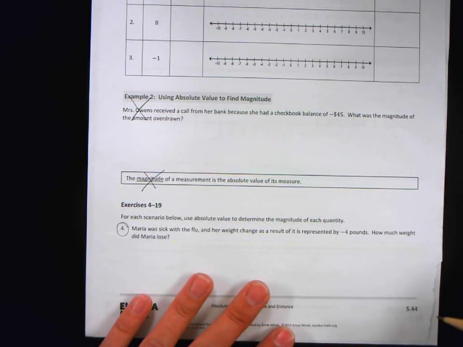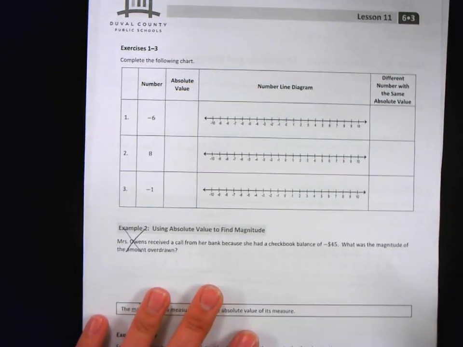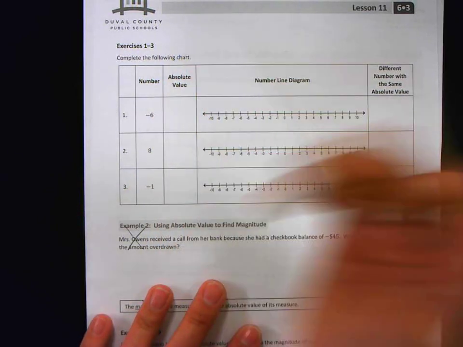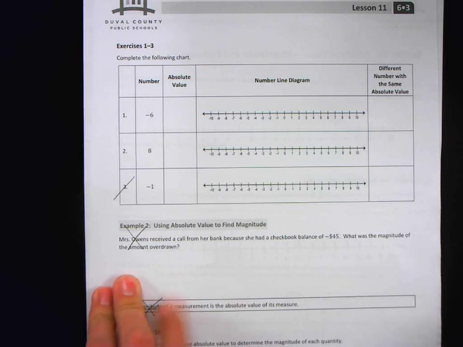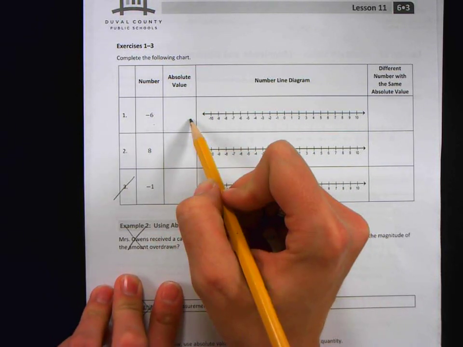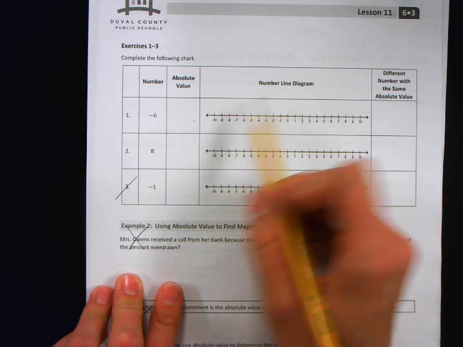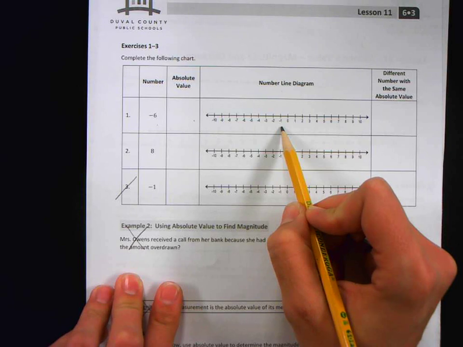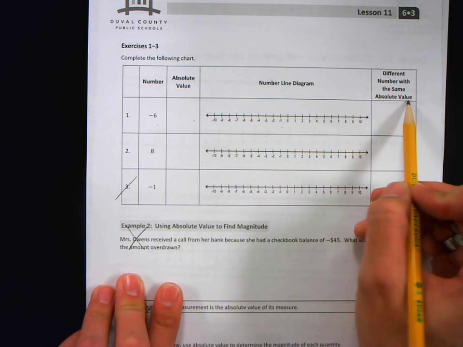So now we're on page S44, looking at the top of S44. It says complete the following chart. We've got 3 problems here. I really only want to do 2 of them, so I'll nix that third one. It's given you a number, negative 6. They're asking for the absolute value of negative 6. Then they're also giving you a number line diagram to visually show the absolute value of the number. And then they want a different number with the same absolute value.